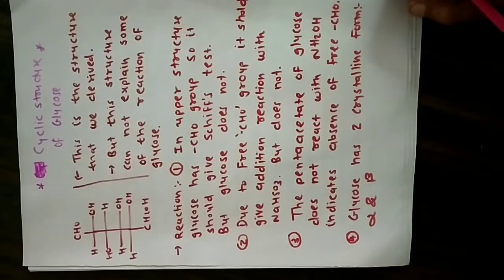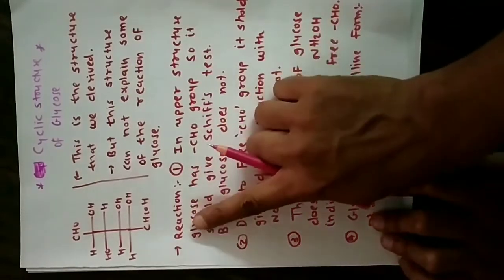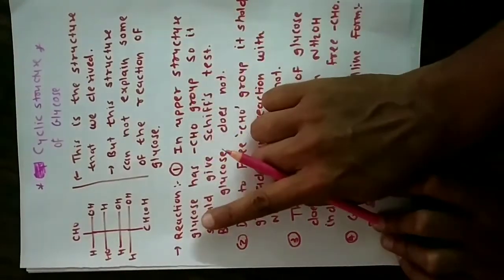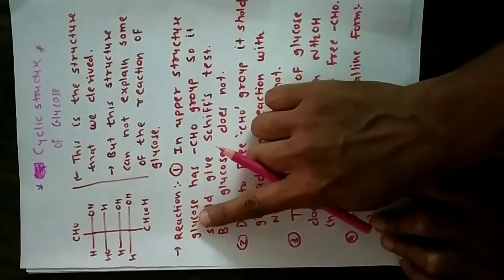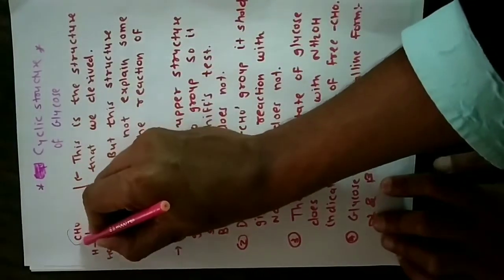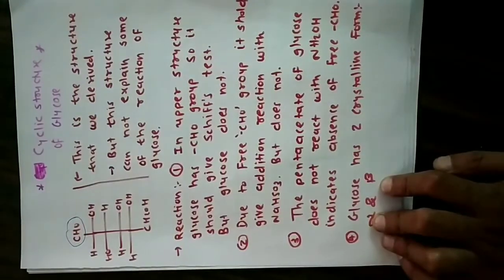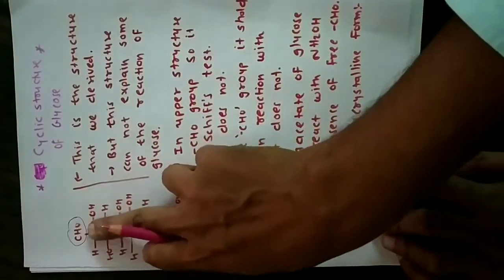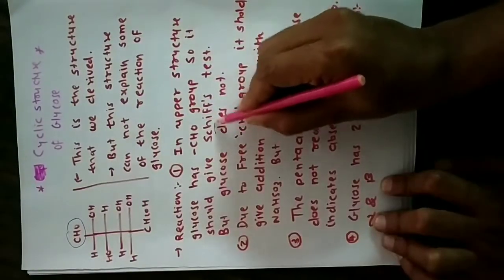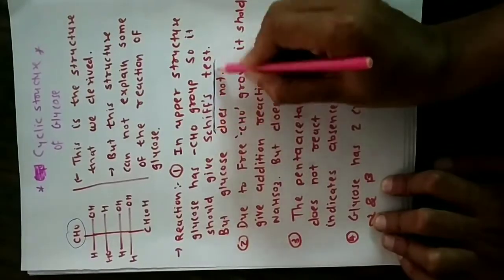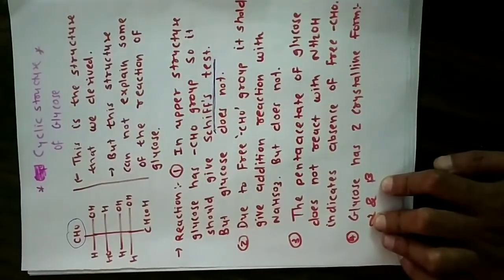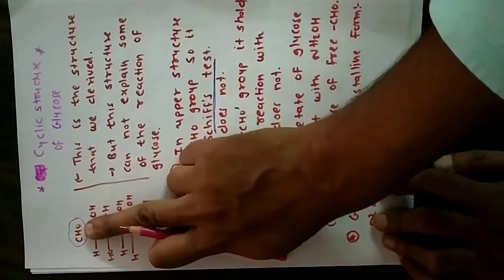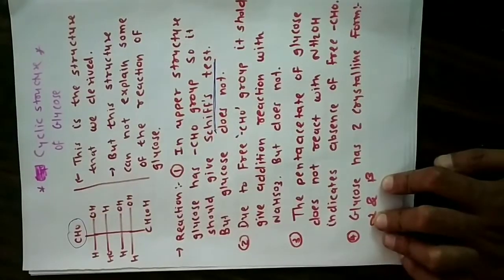Now, what are those reactions? Those reactions are as follows. You can see the first one. In glucose, you can see the CHO group is there. Now, if a simple alkyl chain is there in the structure, this CHO group will give us Schiff's test. Schiff's test it will give, but glucose does not give Schiff's test. So we can say that this CHO group is not free in glucose. This is the first reaction.